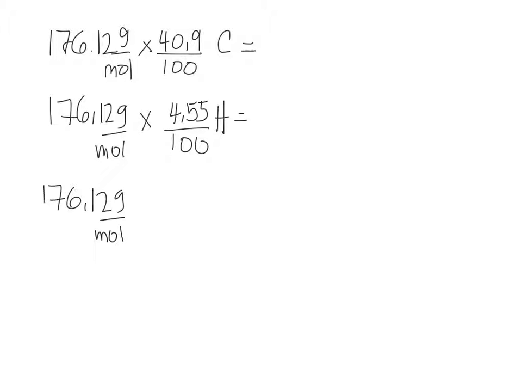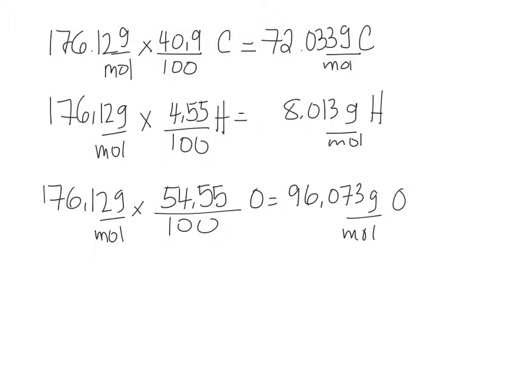So you take the molar mass of the entire compound, multiply it by the percent for that element. 54.5. Now if you divide each part by the molar mass of that element, you're going to figure out the number of moles of that element in the compound. So what would I divide 72.033 by?